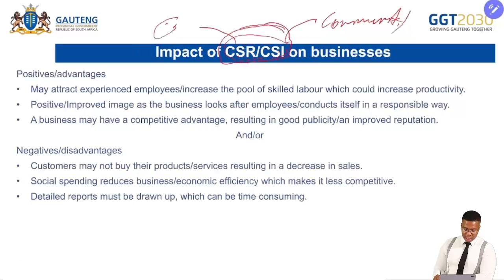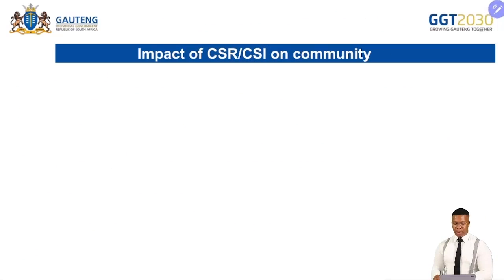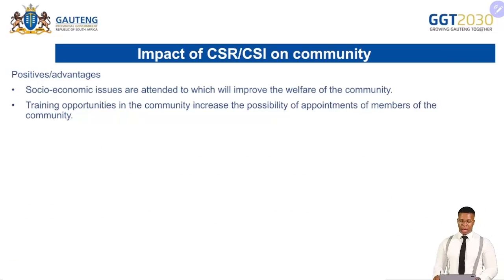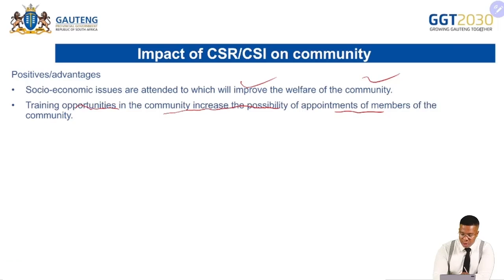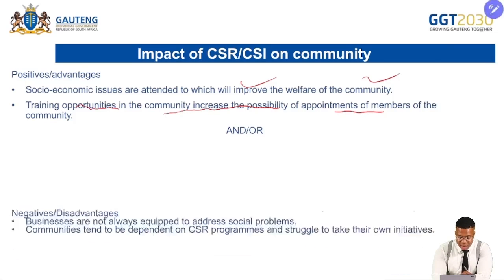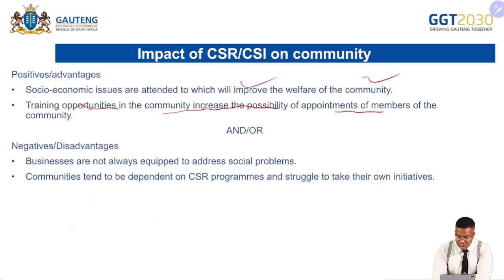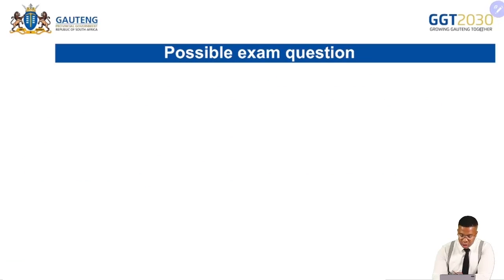And then detailed reports must be drawn up. Then the impact on the community now is to say socio-economic issues are attended to, which will improve the welfare of the community, and training opportunities in the community will increase the possibility of appointments of members of the community. However, the negatives when it comes to investing towards the community are that businesses are not always equipped to address the social problems, and communities tend to depend on CSR programs and struggle to take their own initiatives.